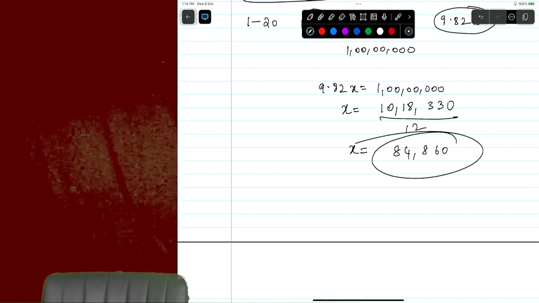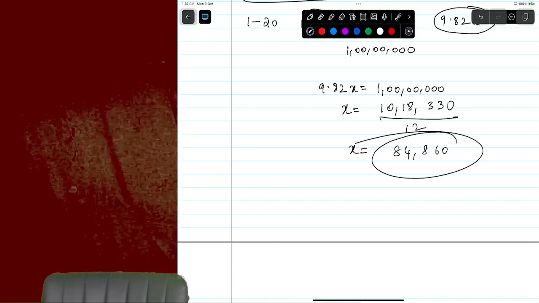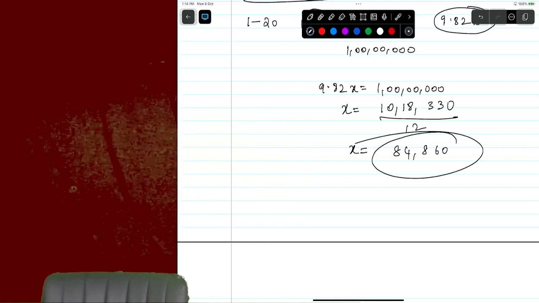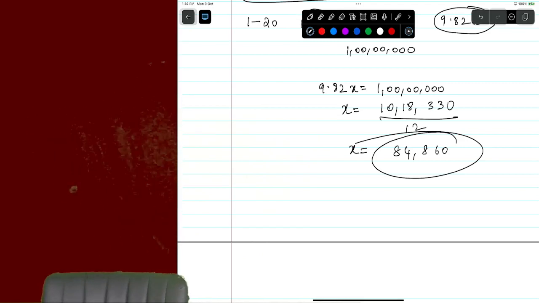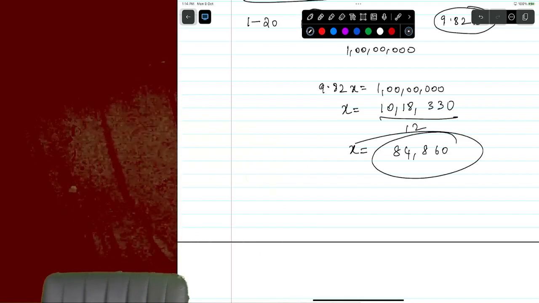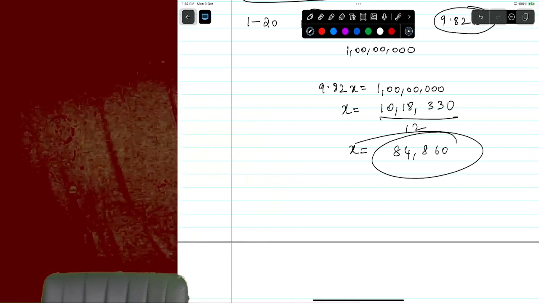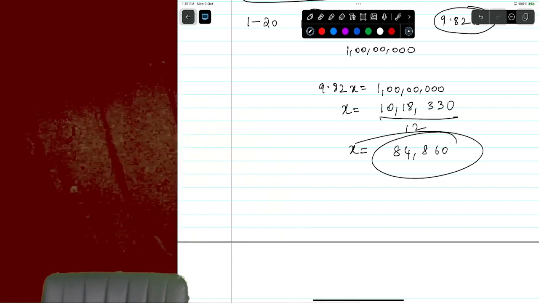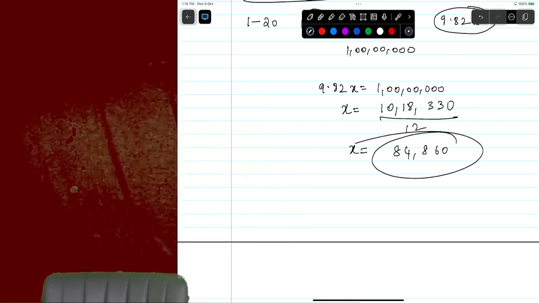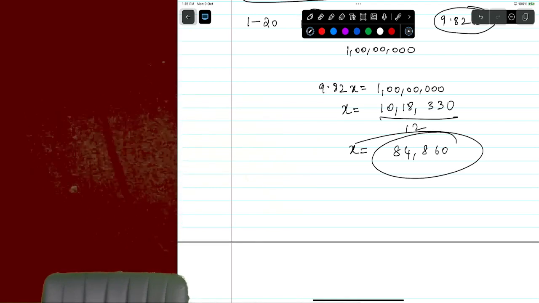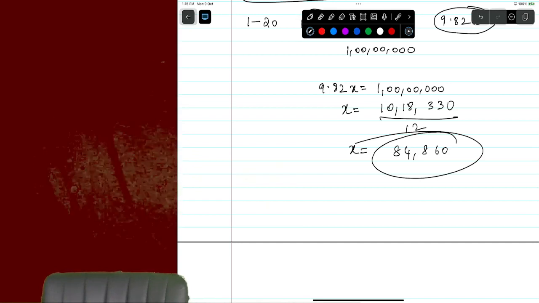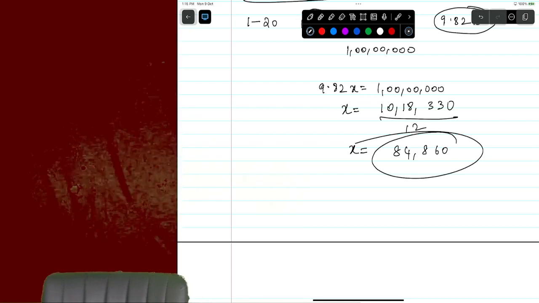Listen, not yet completed. Tell me, you are paying 84,860 for 1 month, 2 months, over a period of 240 months. Why 240 months? How many years have you taken the loan? 20 years. So this will be paid 240 times. How many times? 240. Now answer, 84,860 into 240. That's what you are paying. You are not paying 1 crore.